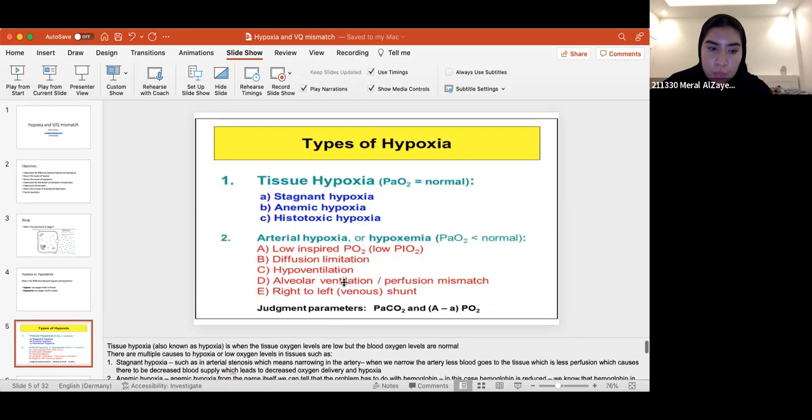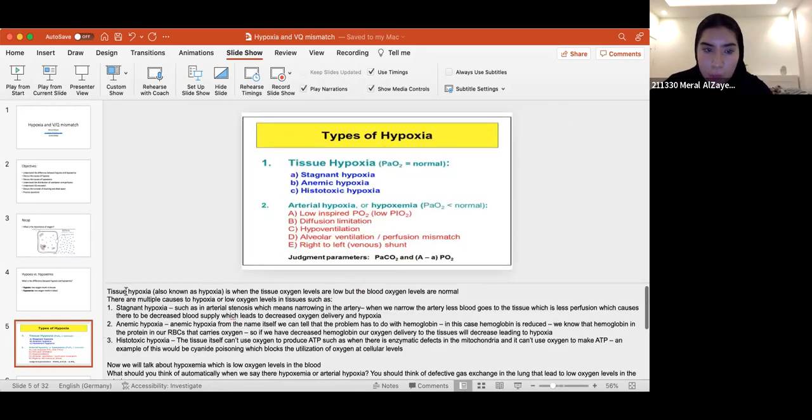Okay. So stagnant hypoxia, an example of that is arterial stenosis. Arterial stenosis is narrowing of the artery. How does stagnant hypoxia or arterial stenosis cause hypoxia? Because with narrowing of the artery, we'll have less blood supply. Less blood supply, less oxygen delivery, hypoxia. Done. Anemic hypoxia.